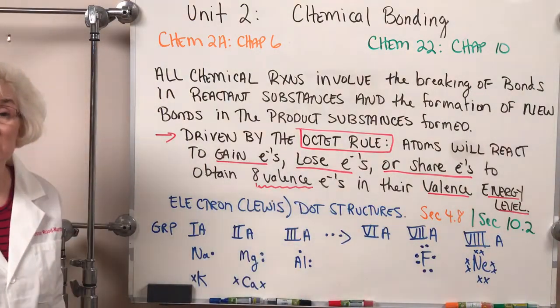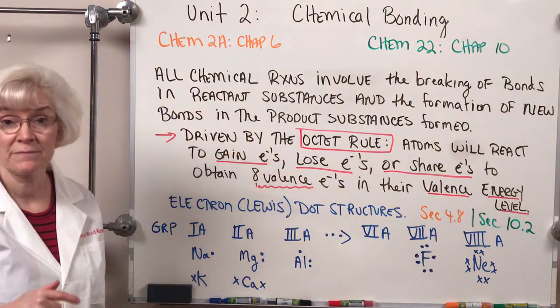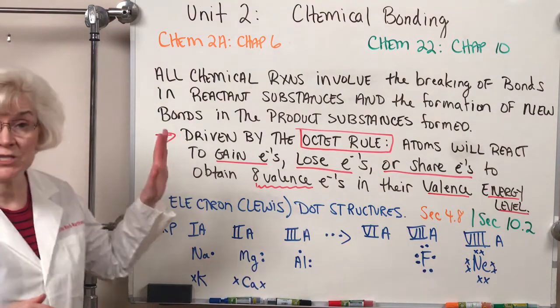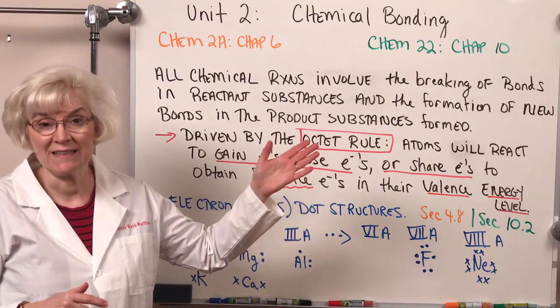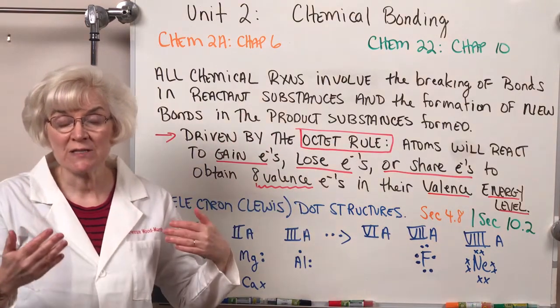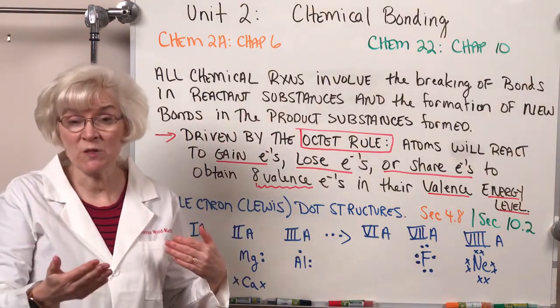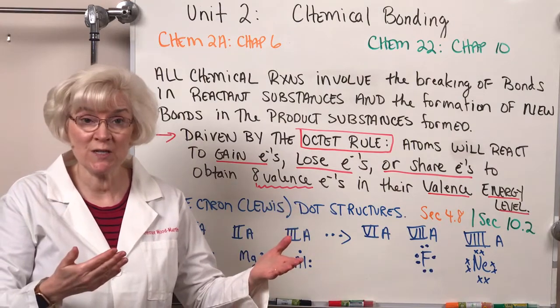This material is the beginning of Unit 2 material. And the first topic that we're looking at in Unit 2 is a topic on chemical bonding. Now at this point, my lecture is being geared for both my Chem 2A and my Chem 22 students.